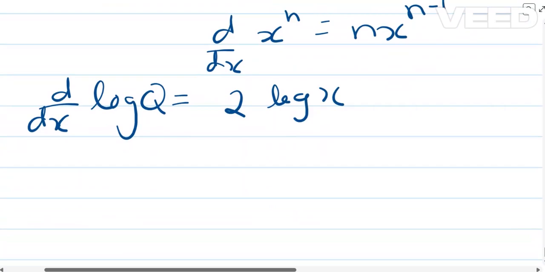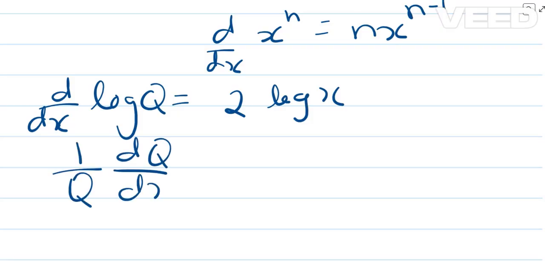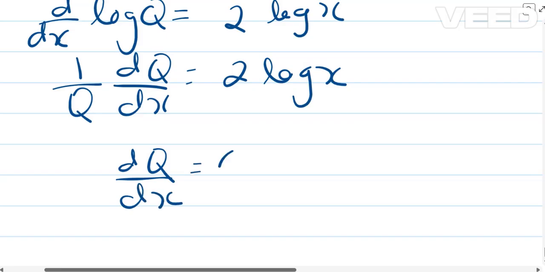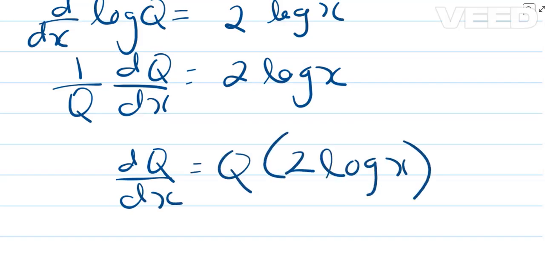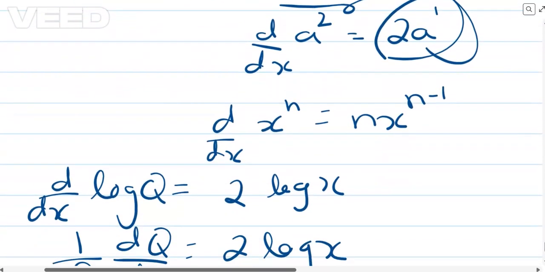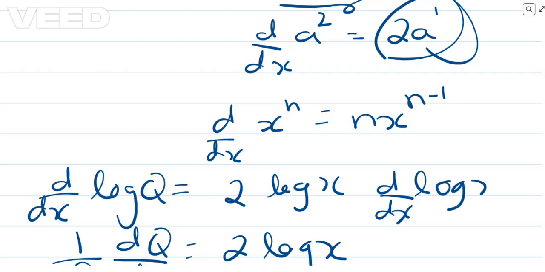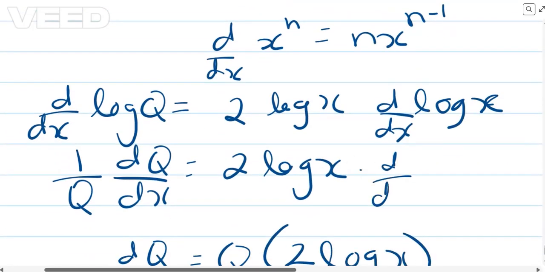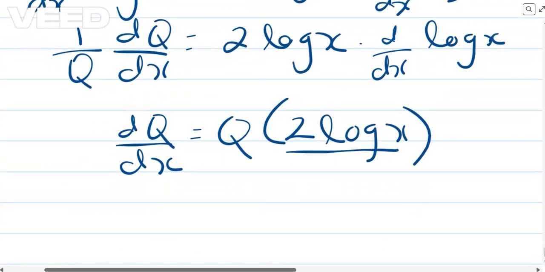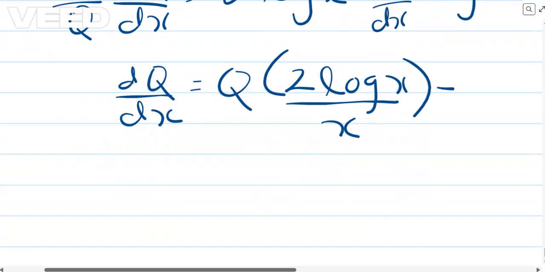On differentiating log of something, we get 1 by something. So here we're going to write this as 1 by q dq by dx is equal to 2 log x. We take q to the other side by transposing it. We get dq by dx equal to q times 2 log x. Here we missed a step: on differentiating log x again, which is the chain rule, we'll get 1 by x. Now we're going to name this as equation 2.